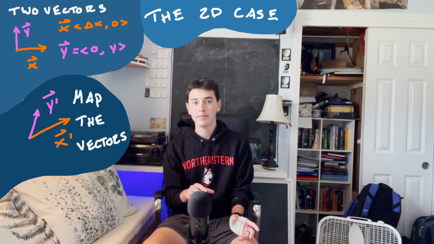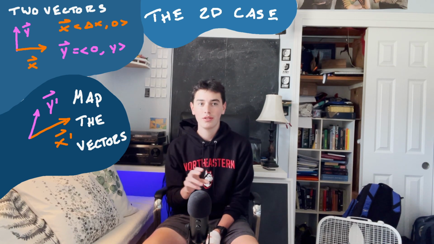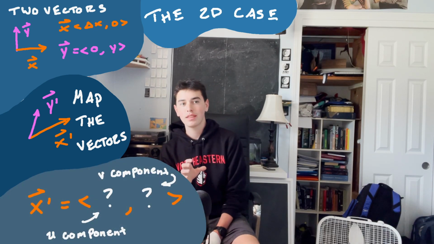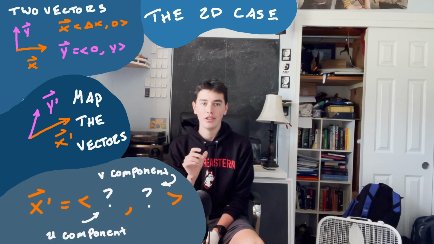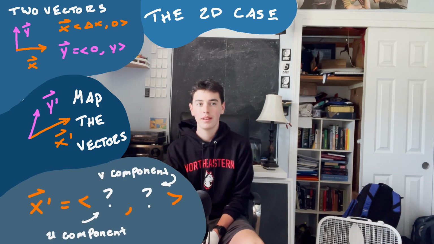When we apply the map to the vectors x and y, we get two new vectors, which I'll call x prime and y prime. If we just look at the vector x prime, we know it's going to get a u component and a v component. But just how big are these components going to be?